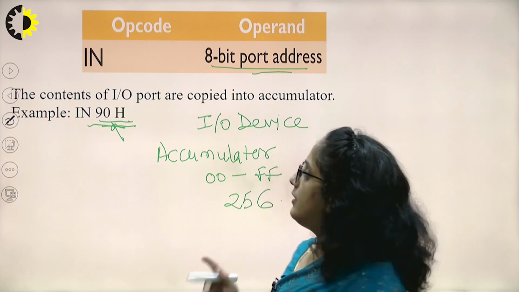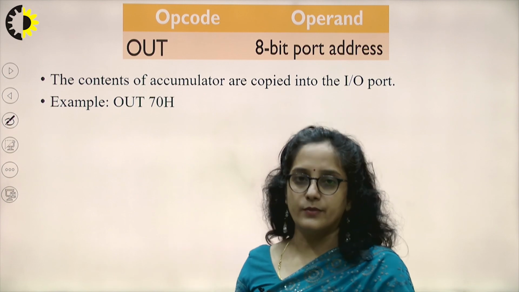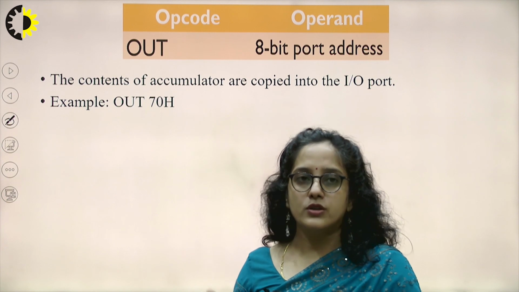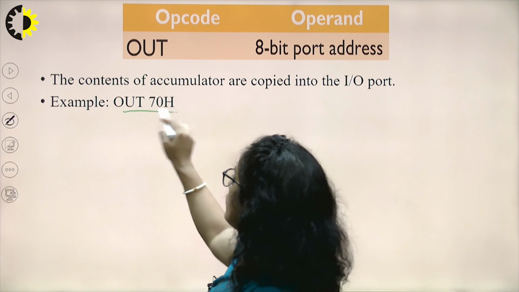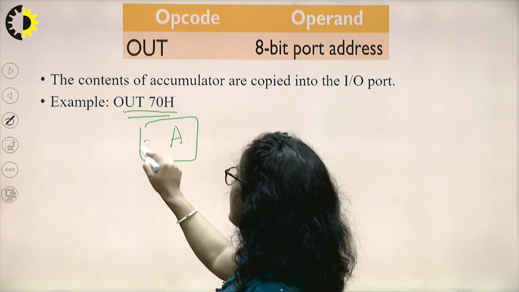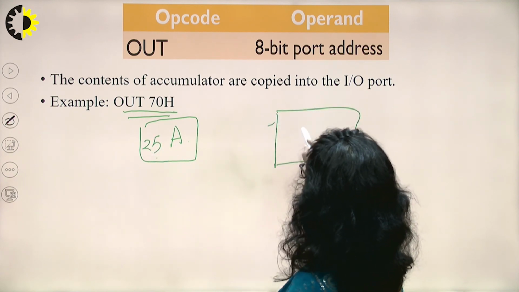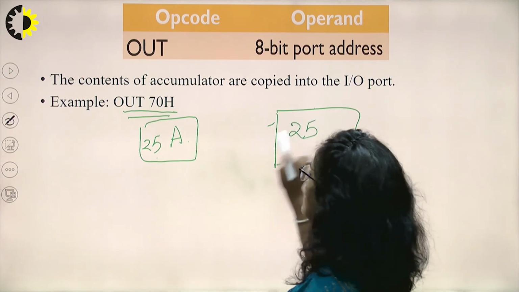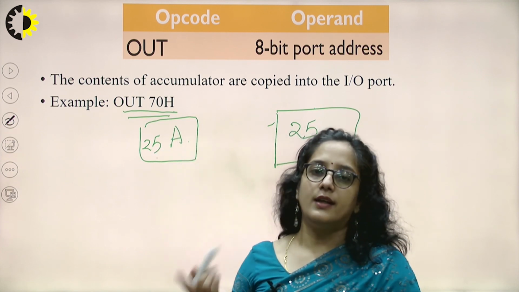Okay, so IN is for reading any port address, and OUT is used for writing something. For example, if we have to display something on a 7-segment display, then we can use this port address 70H and send the data. Now when this instruction is executed, whatever is the content of the accumulator, suppose the accumulator has a value 25, this 25 gets output to the port. The port has a buffer register. So 70H is the port address, and in 70H this 25 gets copied. So OUT is for writing something to the port, and IN is used for reading something from the port.